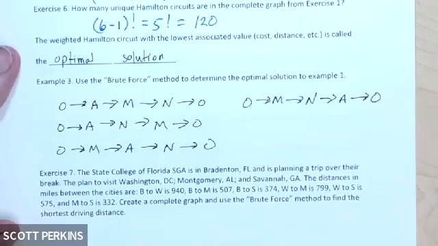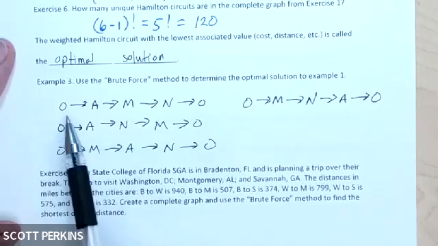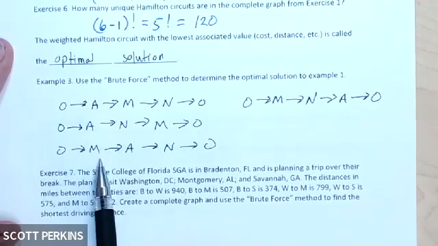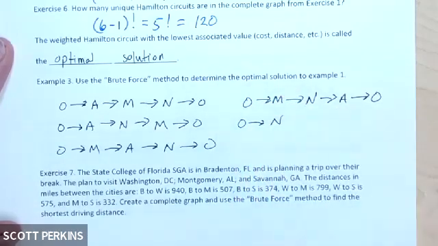Does everyone see what I'm doing? I know it's boring. It's just a little bit of labor. Okay, but there's 6 options we have to account for. So we've done all the Orlando to Atlanta routes. We've done all the Orlando to Memphis routes. The last one is I've got Orlando to New Orleans.